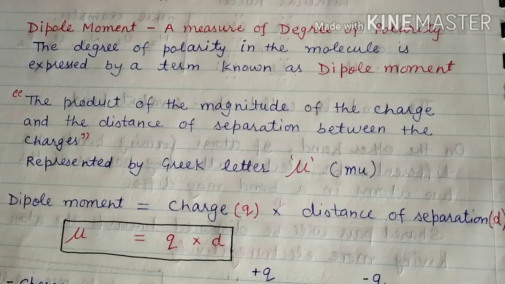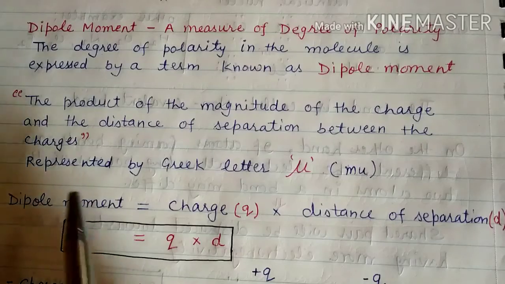The degree of polarity basically depends upon the electronegativities of the atoms. Greater the difference in the values of electronegativities of the atoms forming the bond, greater will be the charge separation. And if there is a greater charge separation, greater will be the polarity of the molecule. So dipole moment measures the degree of polarity.